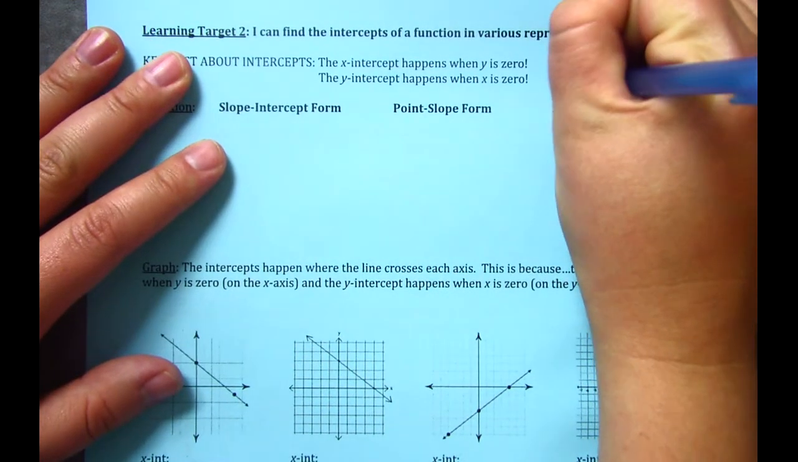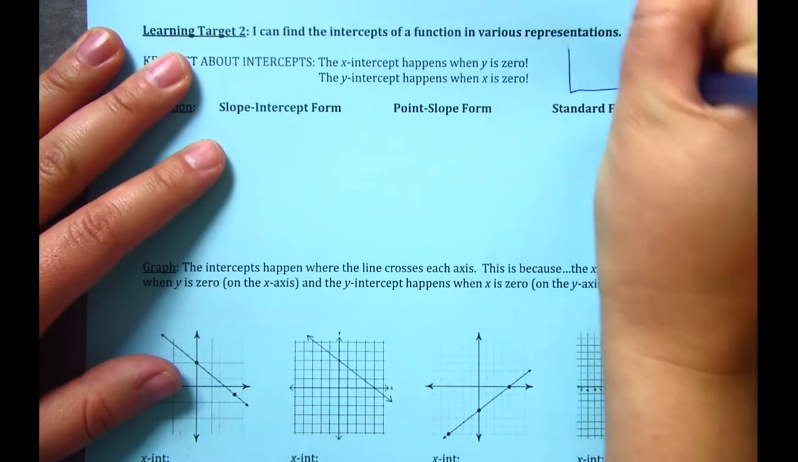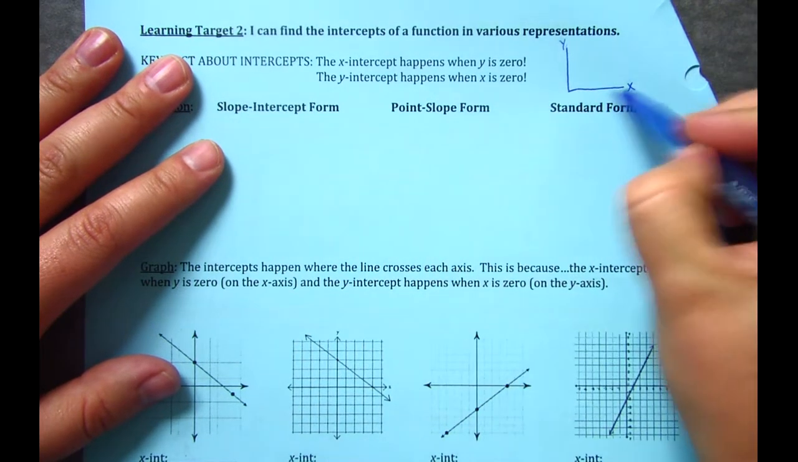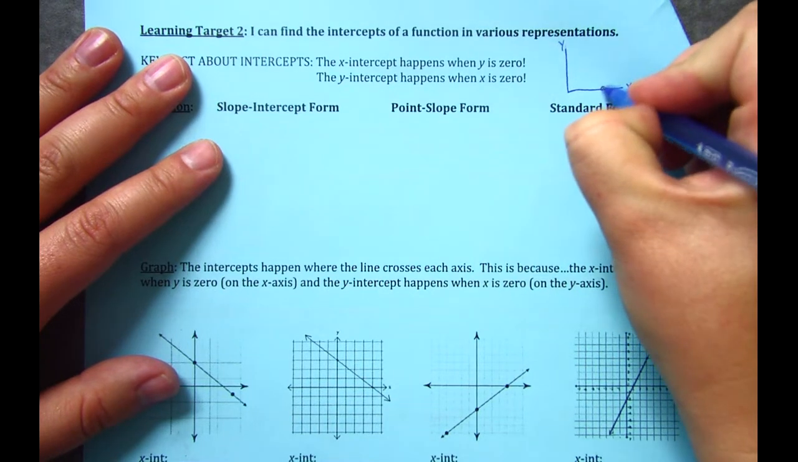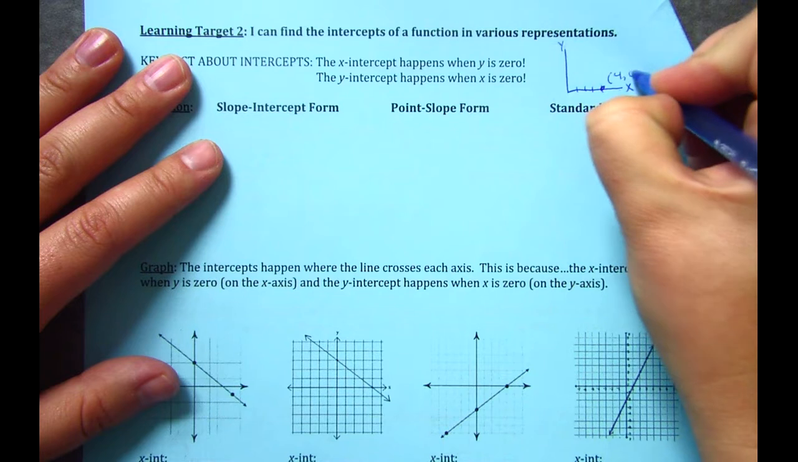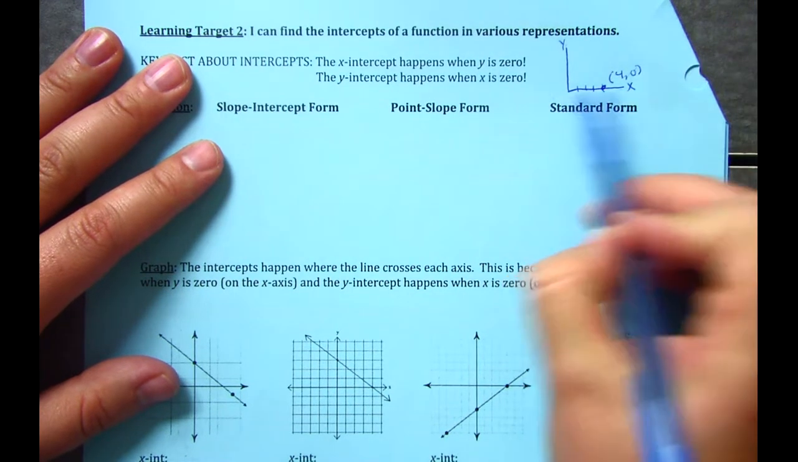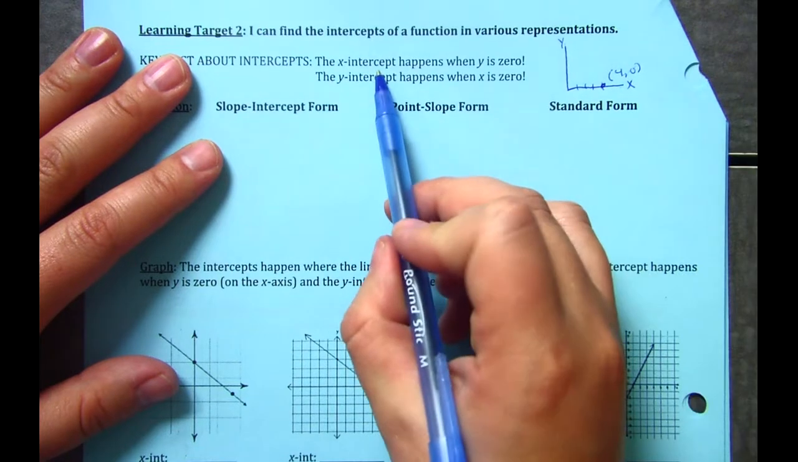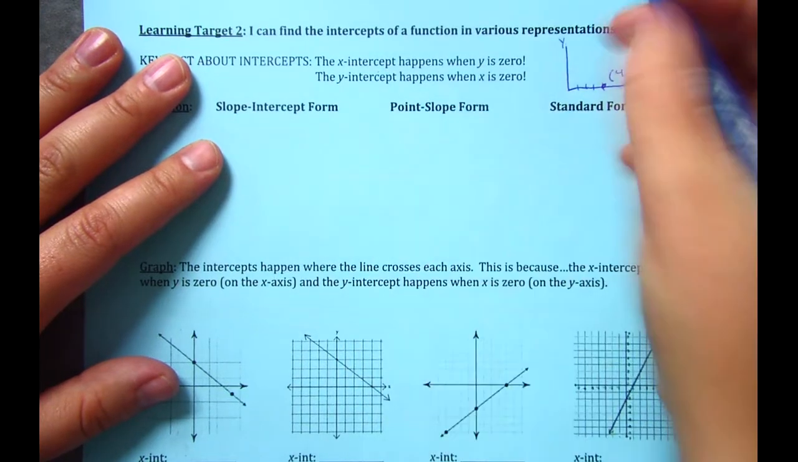Now if you think about what that looks like on a graph, this is the x, this is the y. The x-intercept happens when the y-coordinate is 0. For example, this point right here would be 4, 0. Any point on the x-axis has a y-coordinate of 0. So the x-intercept happens when y is 0.